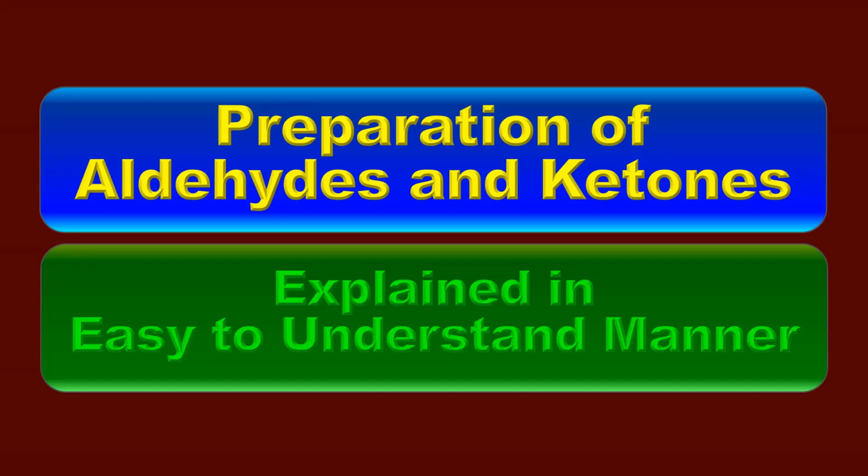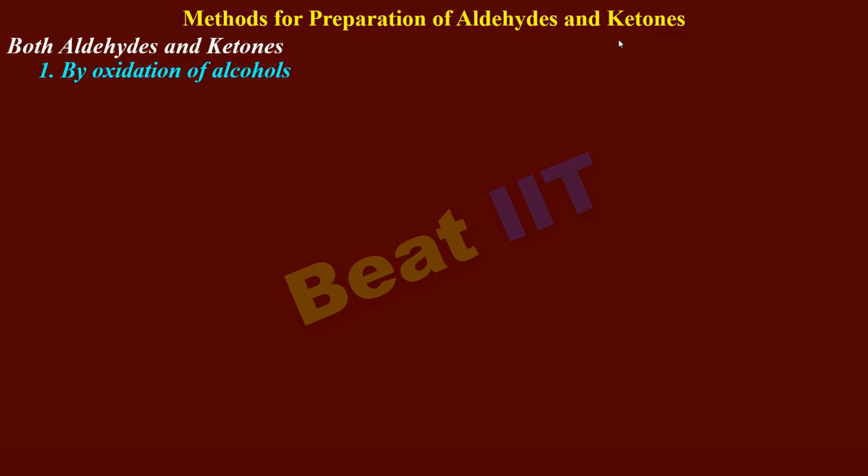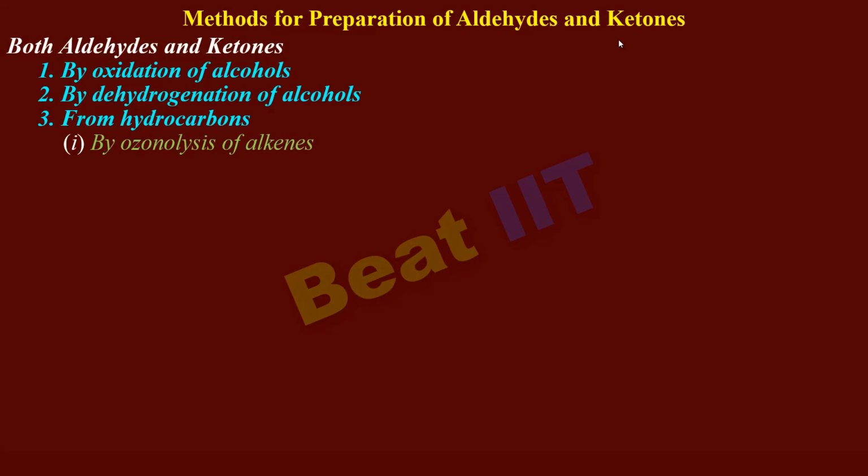To make it easy to understand, I have divided the preparation methods in three categories. The first category covers both aldehydes and ketones, meaning you can apply these methods to produce either aldehyde or ketone. The first one is by oxidation of alcohols, the second one is by dehydrogenation of alcohols, and the third one is from hydrocarbons. Within hydrocarbons, I have two categories here: by ozonolysis of alkenes and by hydration of alkynes.